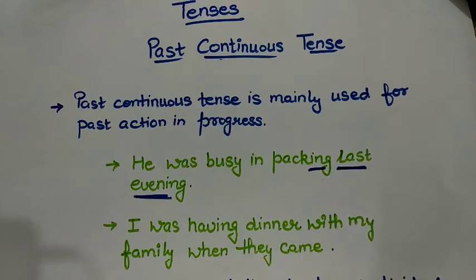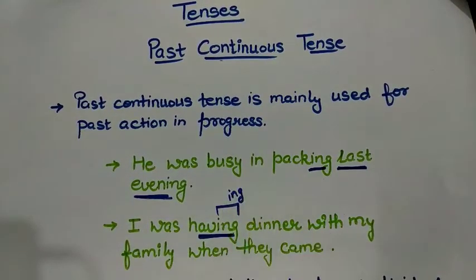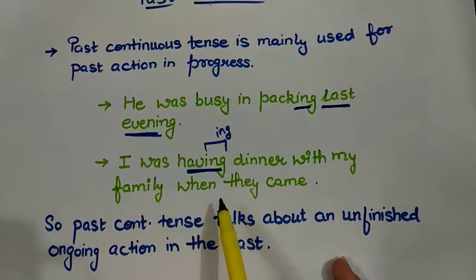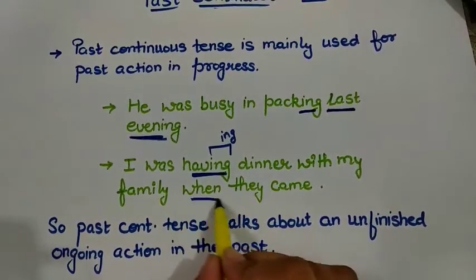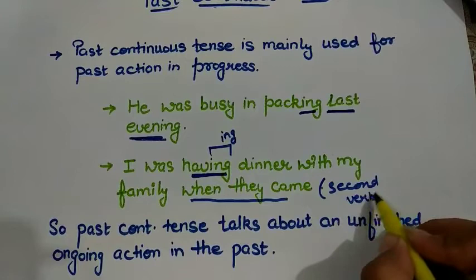See one more example. I was having dinner with my family when they came. Now, because it was an action taking place at that time, we have used having. That means we have used the ing form here. And when they came. Now, you can see that here two actions are taking place, right? And we have used simple past in this operation. I have used the second form of verb here, which we use in simple past.